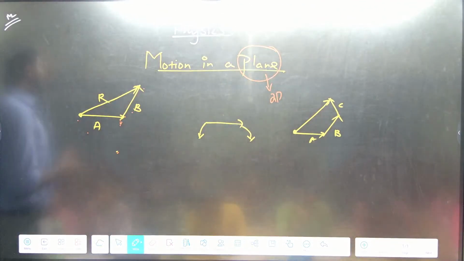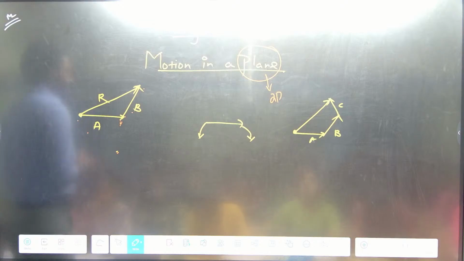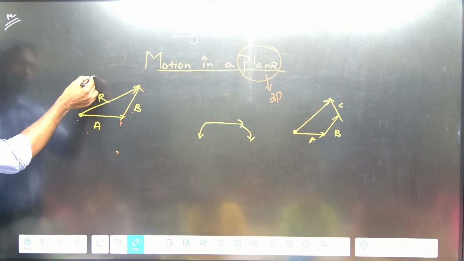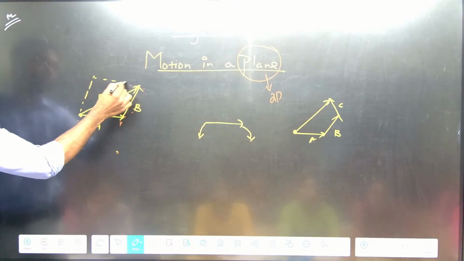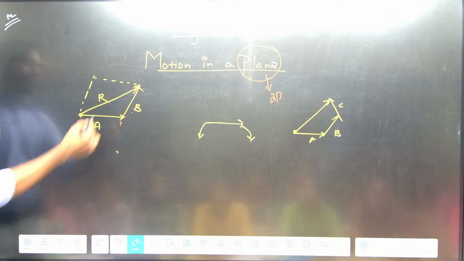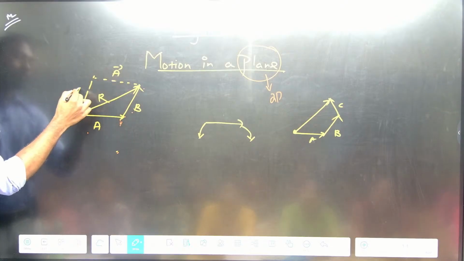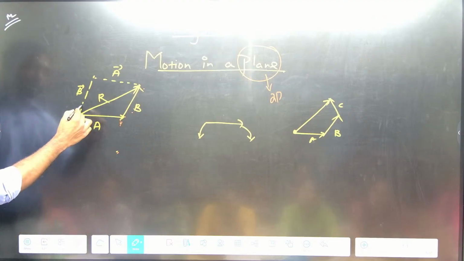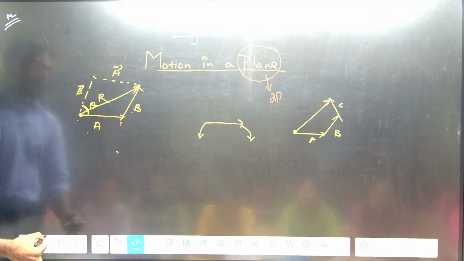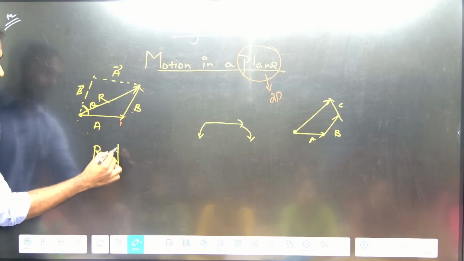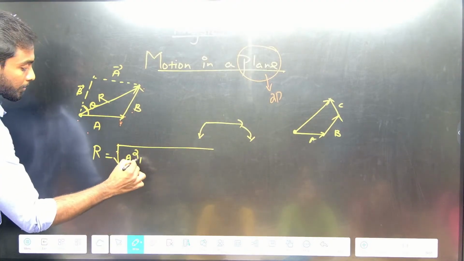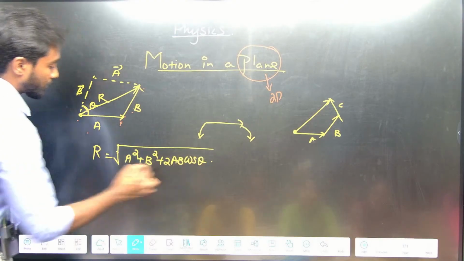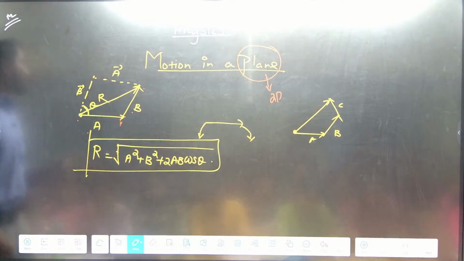So if I extend this, what happened? Is this looking like again A vector and B vector? Yes or no? The angle made is theta, so the resultant will be found as root over A square plus B square plus 2AB cos theta. Take the formula. This is for the sum of two vectors.